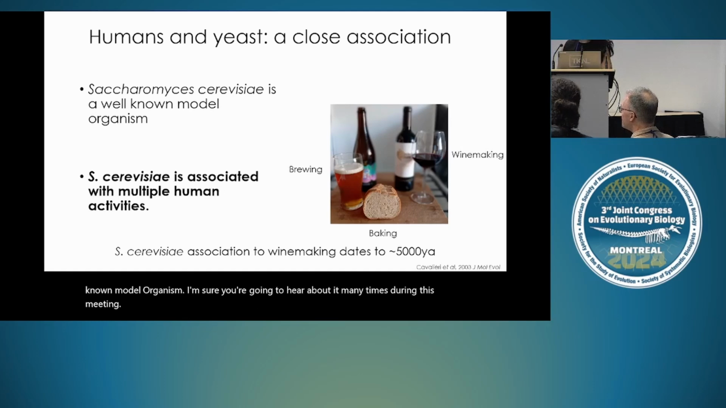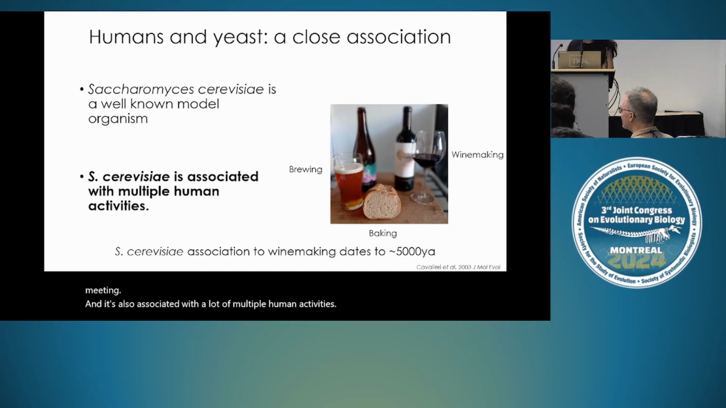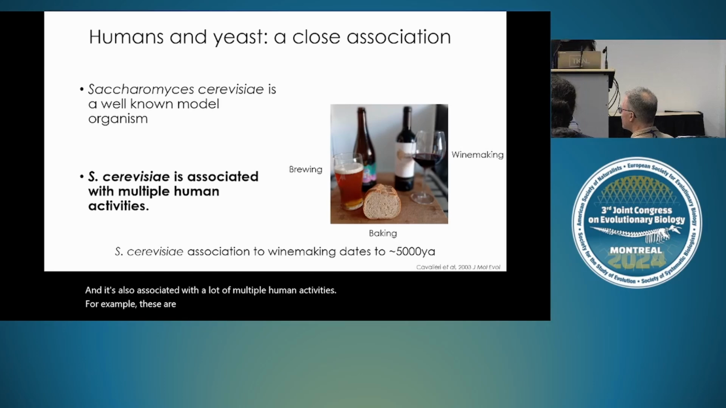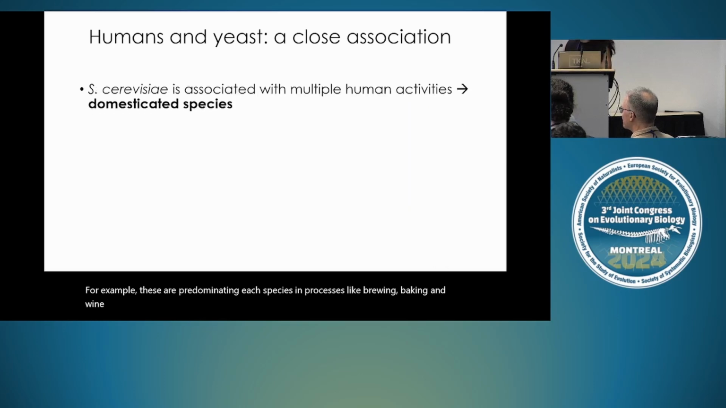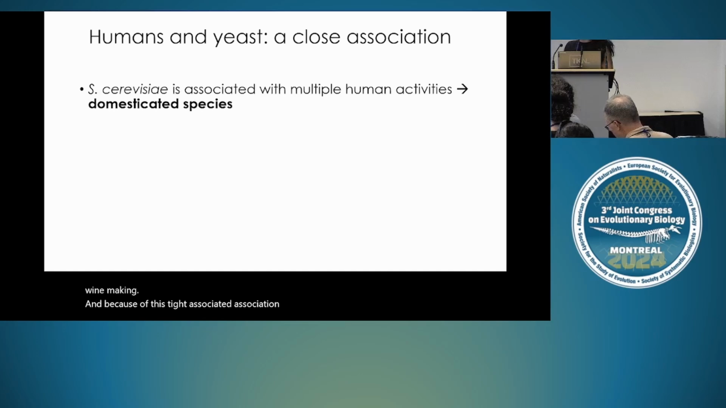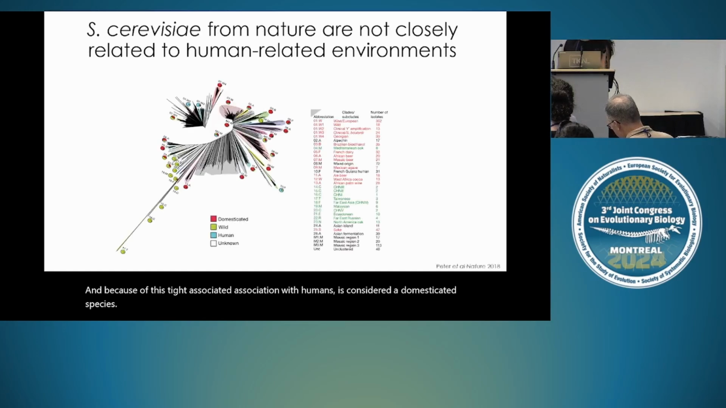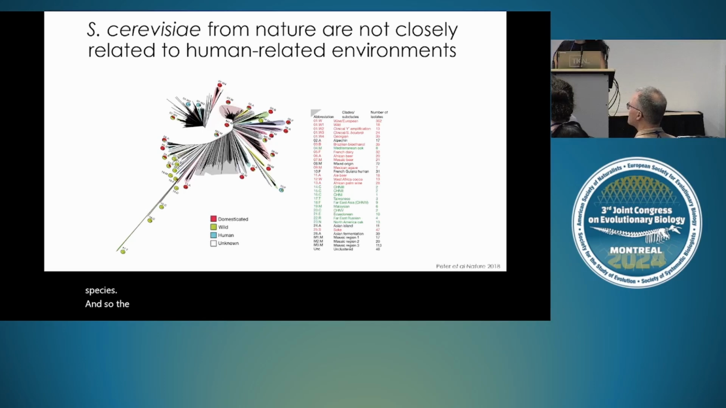It's also associated with a lot of human activities. For example, it is a predominating yeast species in processes like brewing, baking, and winemaking. And because of this tight association with humans, it is considered a domesticated species. This is how we typically represent the relationship between the different strains.